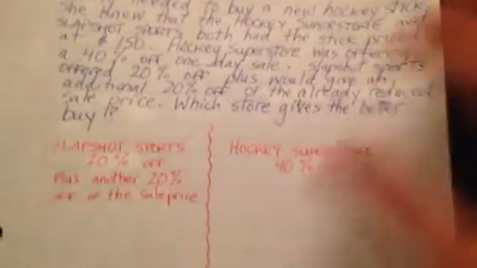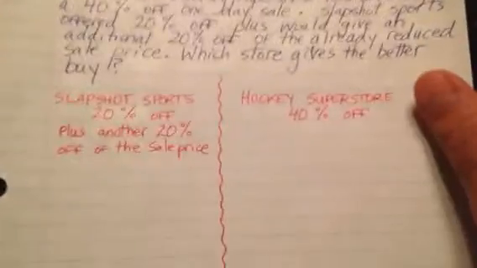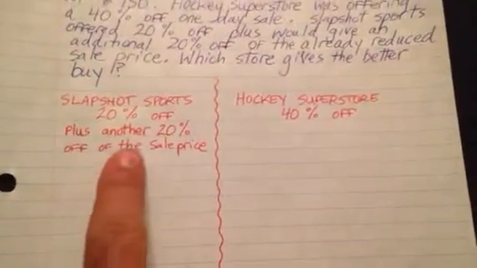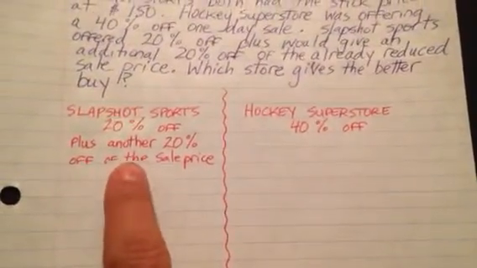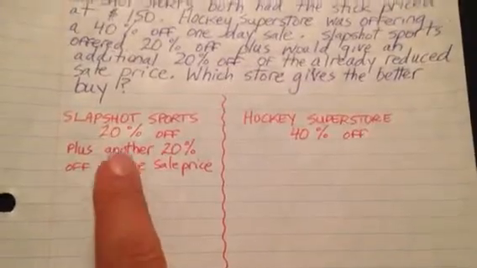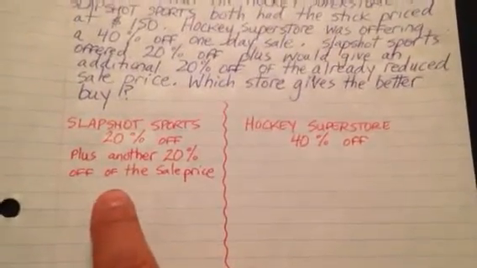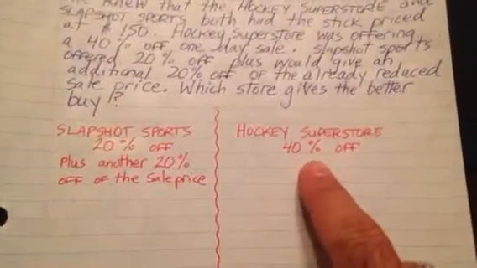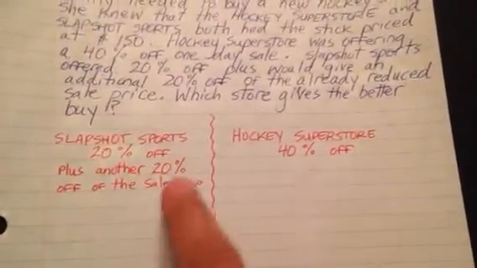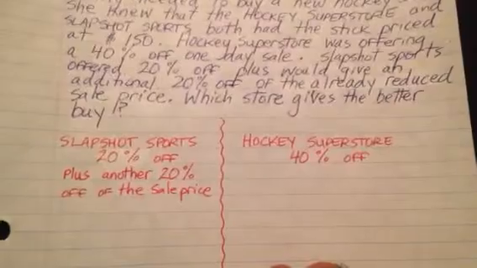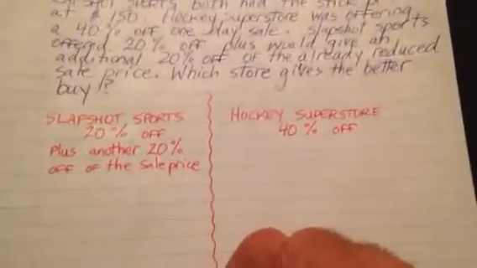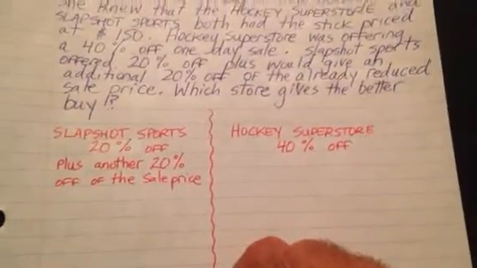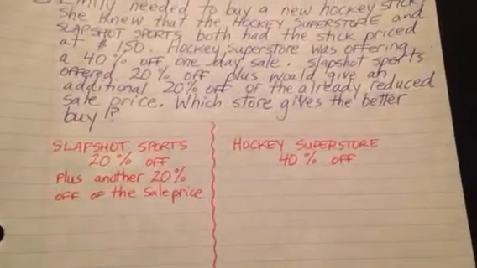So at first glance, I've got a little separation here. I've got Slapshot Sports here. They're offering 20% off plus another 20% off of the sale price, whereas Hockey Superstore offers the 40. It looks like at first glance they're both giving the same sale, but in fact, they are not equal sales. So let's figure out why.